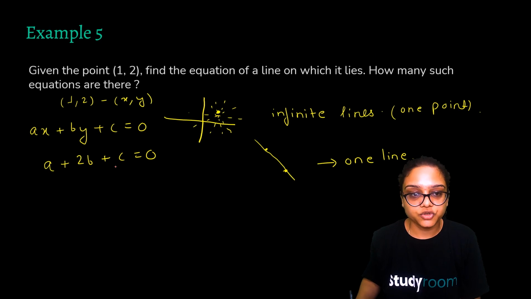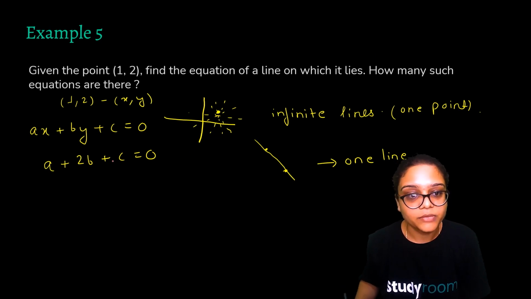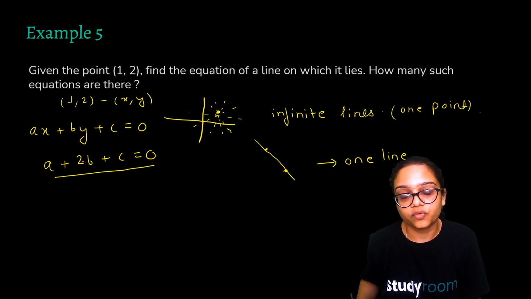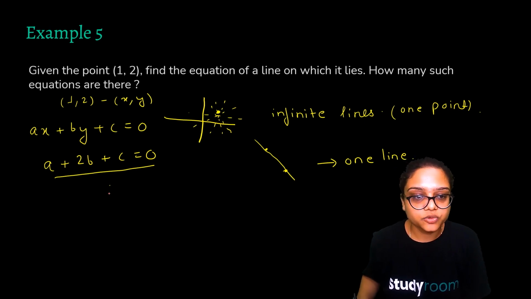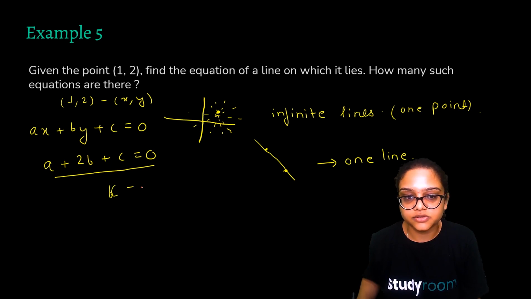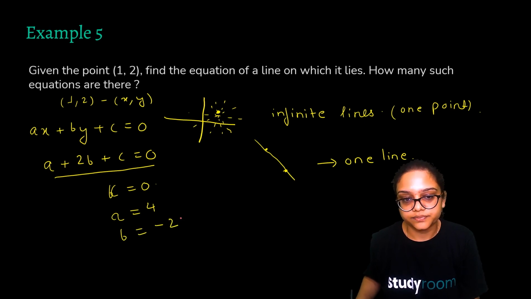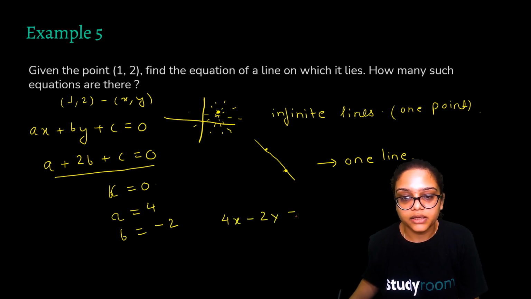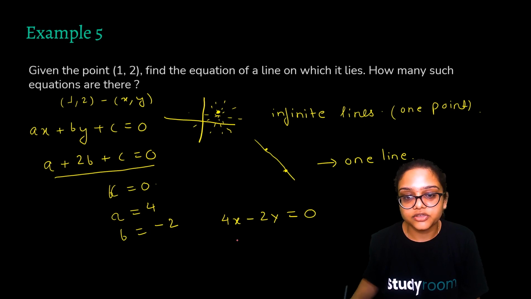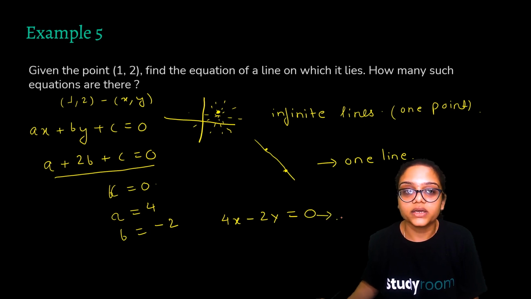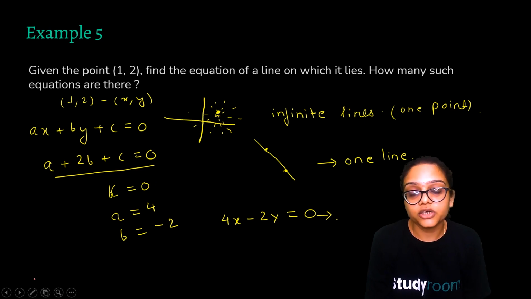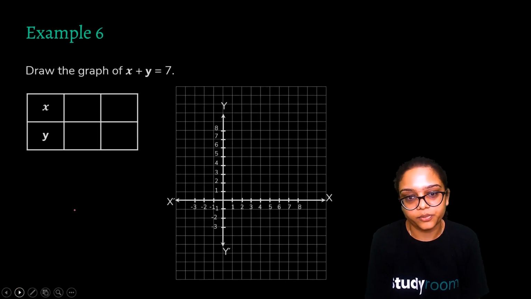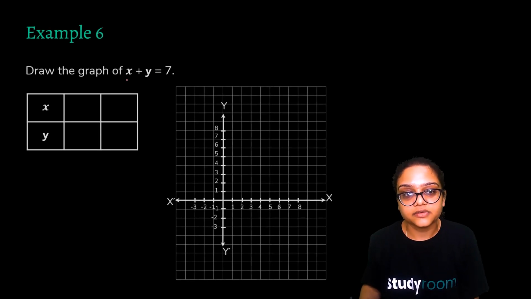Now, to find a solution, the solution can't be unique. See the relation, it depends on you what values of a, b and c you will take. Suppose I take c equals 0 and a equals 4, so b will be equal to minus 2. Correct? So just put it in: 4x minus 2y equals 0. Does this equation satisfy the point? Correct. So this is one equation. Corresponding to every unique value of a, b, c, there will be infinitely many lines possible. I hope you get my point. Now, draw the graph of x plus y equals 7.